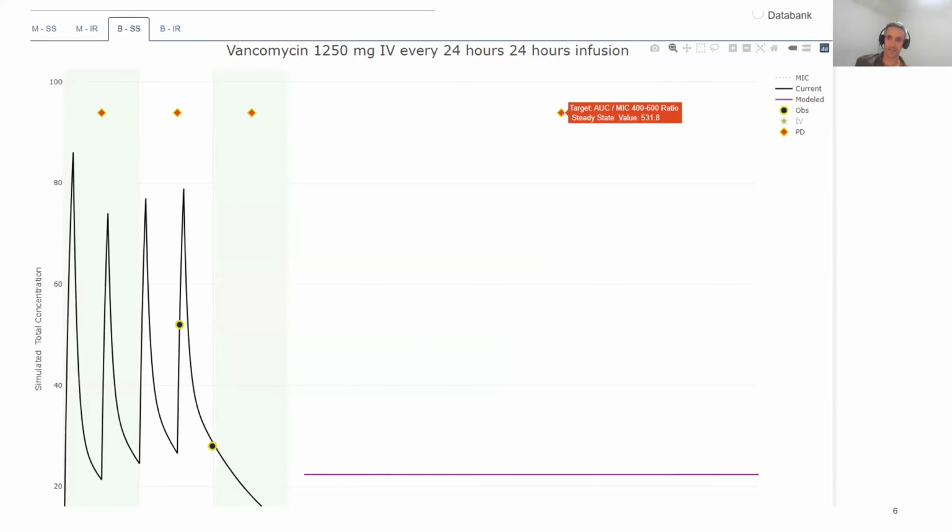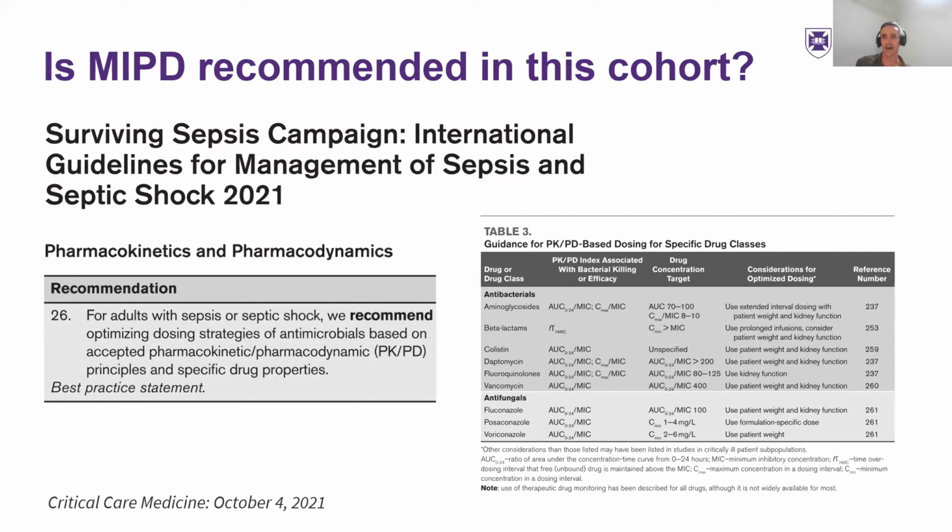Moving forward, the question around dosing software: is this recommended in this cohort of patients? If we're talking clinical guidelines, it has made its way into some significant guidelines in recent years. One here would be the Surviving Sepsis Campaign in 2021. Essentially this is making a recommendation in adults to use optimized dosing strategies based on PK/PD principles. For many antibiotics, that is inclusive of dosing software where it's feasible to use. So it is recommended there.